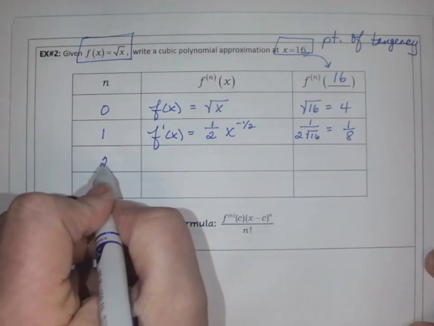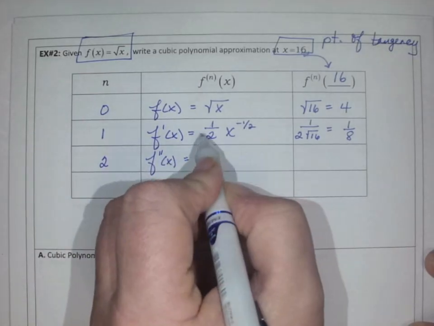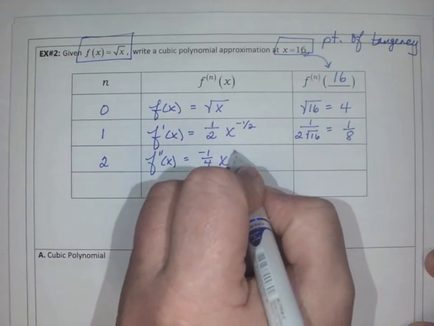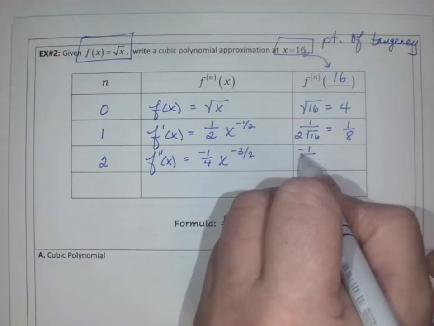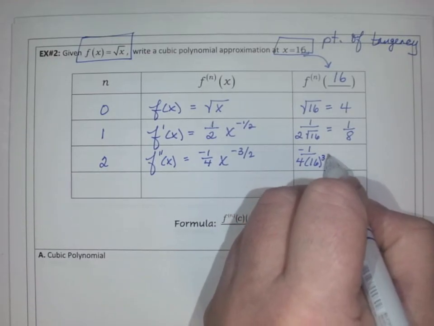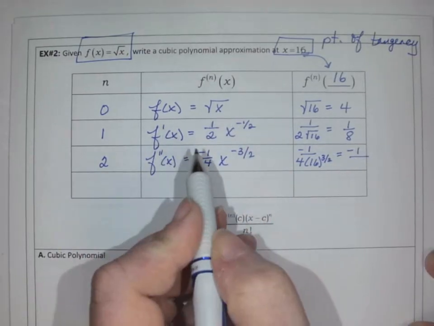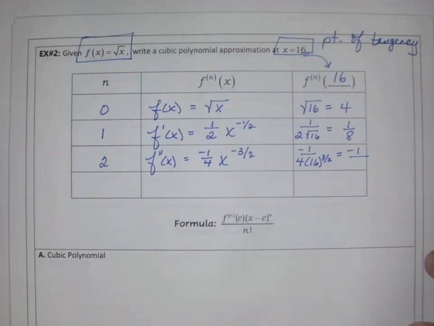So now we're going to do 2, so that would be f double prime of x, bringing my negative 1/2 in front. That would be a negative 1/4 times x to the negative 3/2. So that would be a negative 1 over 4 times 16 to the 3/2. So that would be a negative 1 over, let's see, 16, that'd be 4. 4 cubed is 64. 64 times 4, I'm sure y'all could tell me, I think it's 256. Yeah, 256.